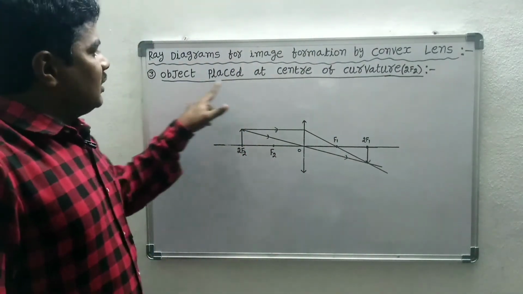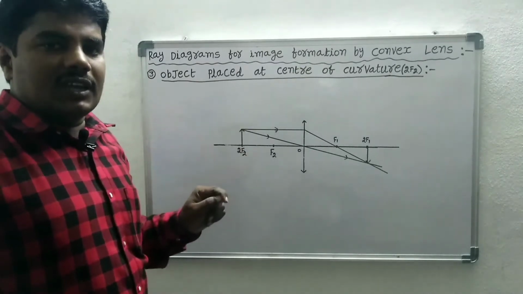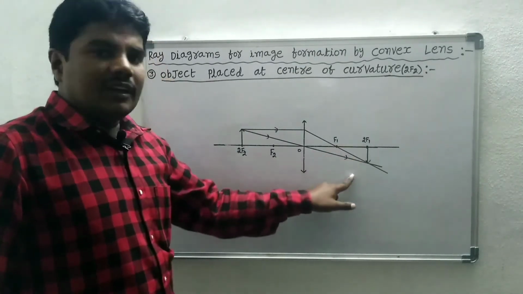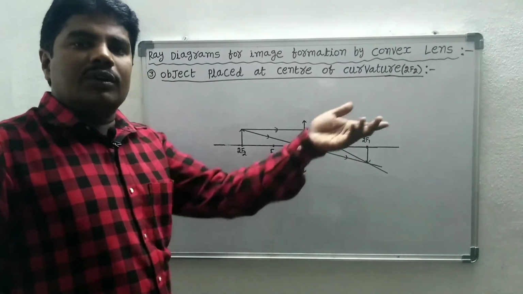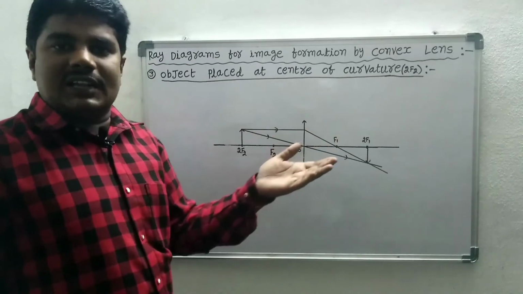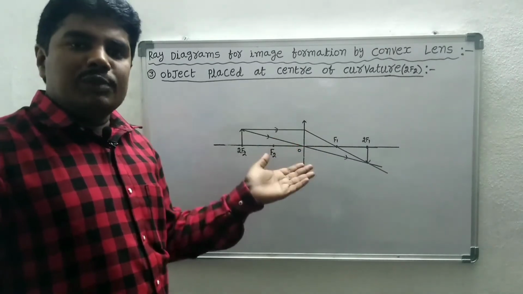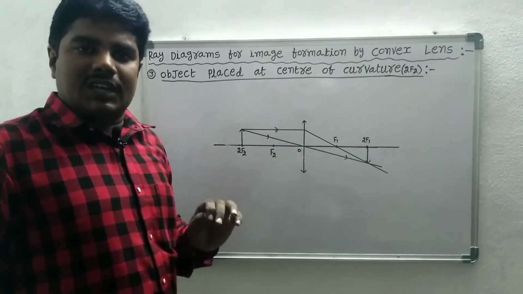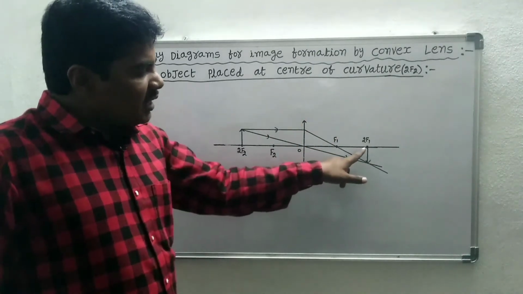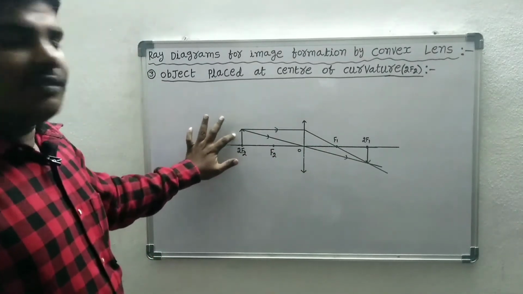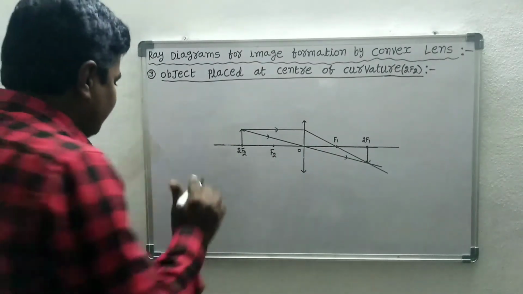When the object is placed at center of curvature, the image is formed at 2f1. 2f1 is also center of curvature. When the object is placed at center of curvature, the image will also form at center of curvature. That image is real, inverted and same size as the object.